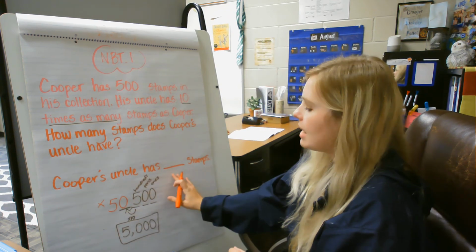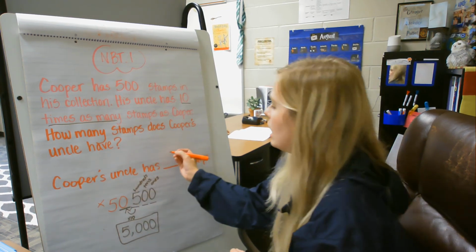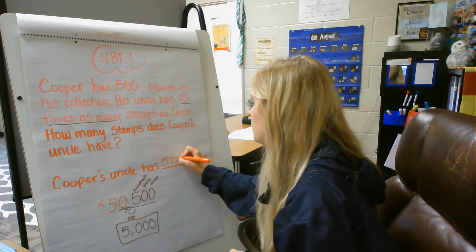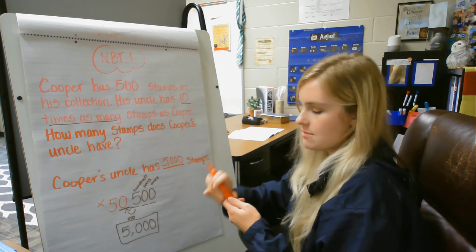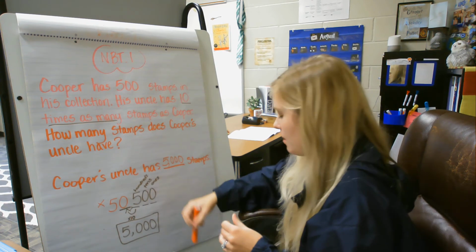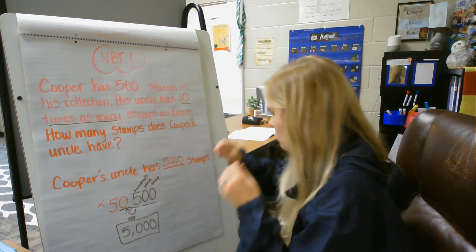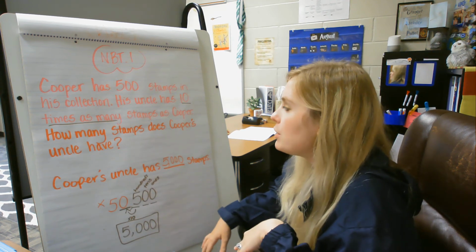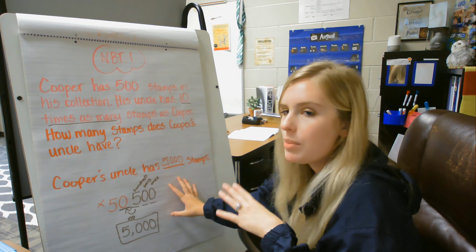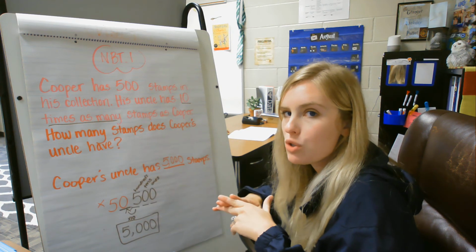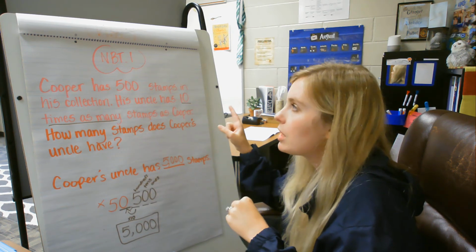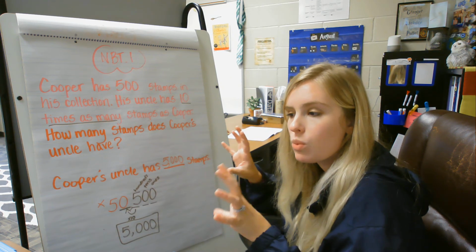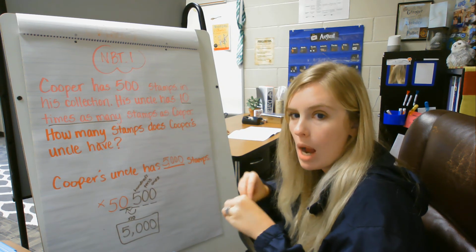So I can write in my answer statement that Cooper's uncle has 5,000 stamps. You are going to be doing a few word problems that are like this right here. I'm going to take a picture of this and put it in your module where you're answering your questions. I'll take a picture of my chart paper so that you can look at the chart papers while you're solving your word problems.